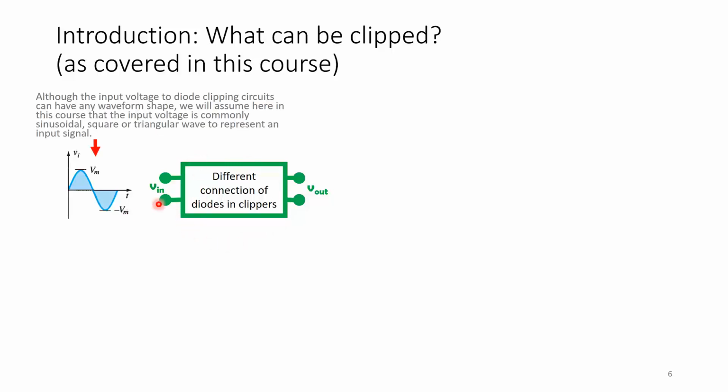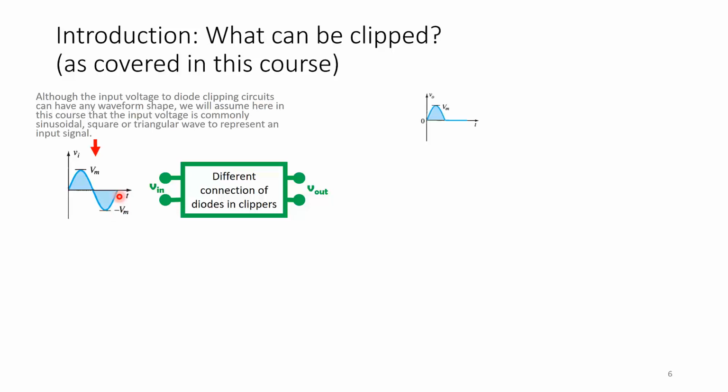Before we go on, although the input voltage to diode clipping circuits can have any waveform shape in the real world, so you're not going to have just a sinusoidal wave, right? You can have any waveform shape. We will assume here in this course that the input voltage is commonly a sinusoidal, square or triangular wave to represent an input signal, to keep it simple.